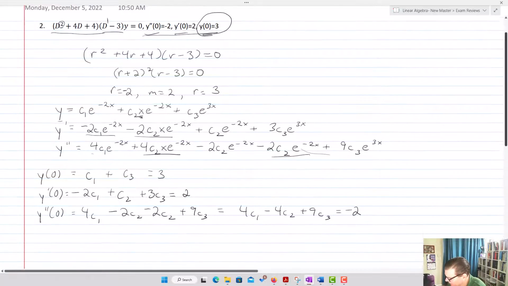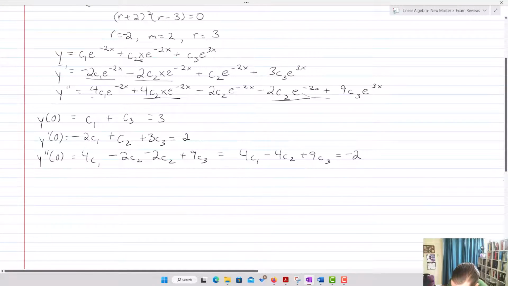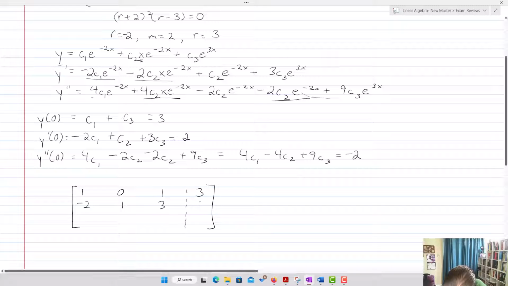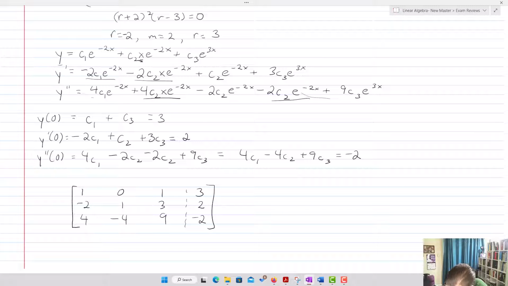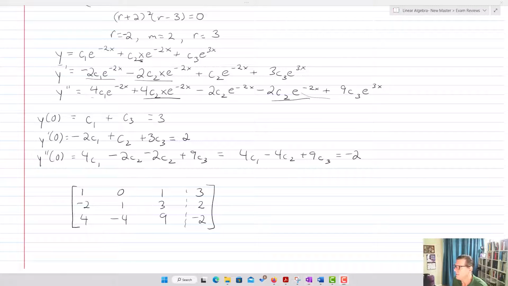So now I have a system here, c1, c2, c3. I can actually do this in any order in terms of the lines that I want. So I'm going to set up my system. I will have 1, 0, 1, 3, and then I'll have negative 2, 1, 3, 2, then I'm going to have 4, -4, 9, -2. I'll go in and use some technology in order to row reduce that.